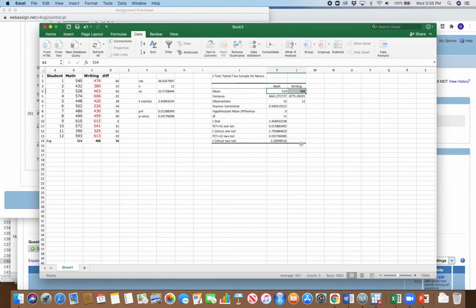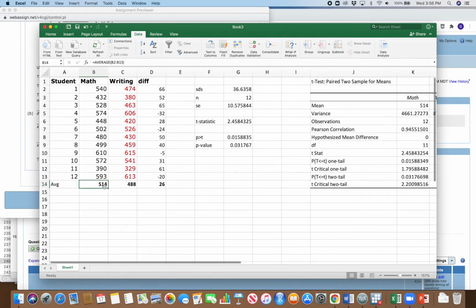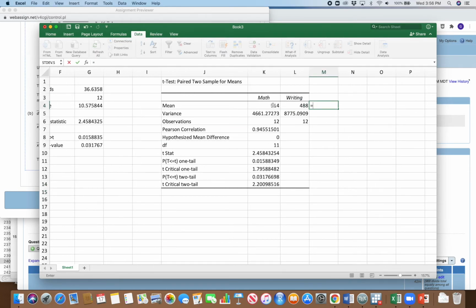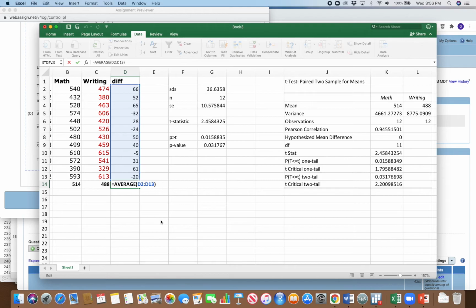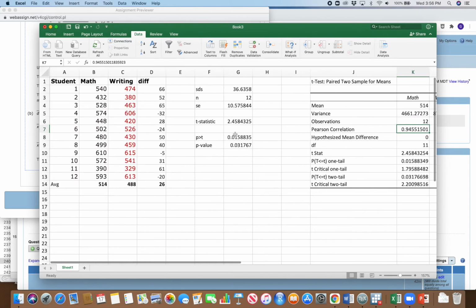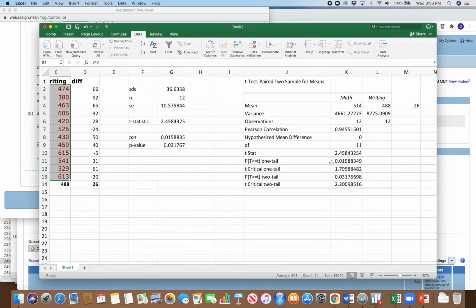Now here are our two individual means that we saw before: 514 for math and 488 for writing. Those are these that we calculated. So it calculates those for you. Annoyingly, it doesn't calculate D bar, which I think is weird and dumb, but there it is, 26. That's our D bar. Observations is 12, you knew that. Pearson correlation is telling us that these scores are correlated. Students that tend to get higher math scores also tend to get higher writing scores because that is a positive number that's close to 1. This is just reminding us our hypothesized mean difference was 0. That's like the null mean or the null hypothesis.